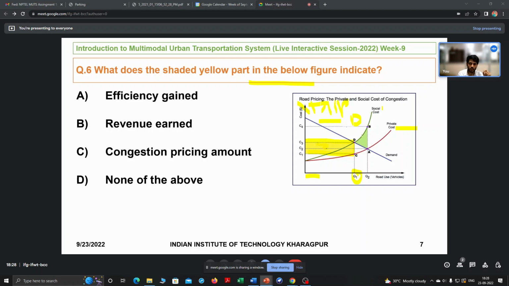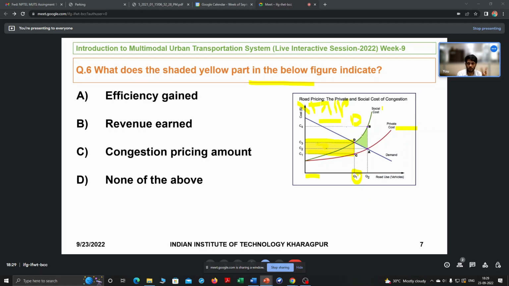So suppose I am introducing some kind of system, like a road pricing system or toll operation system, from which I will take back some money, right? And if I take back C3 minus C1, that amount of money per trip from you, additionally from a toll which is operational on that particular stretch, then that will be my revenue earned, right?